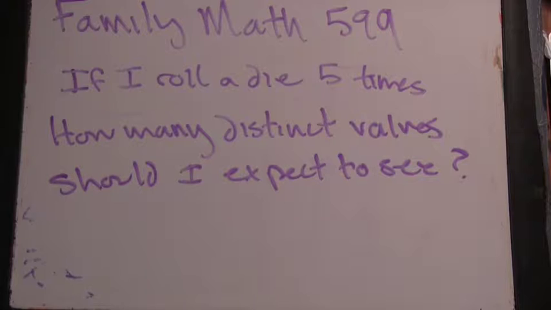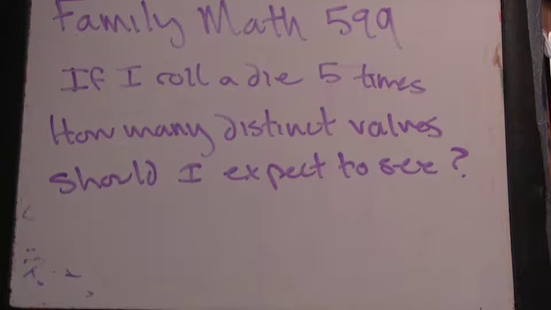FamilyMath599. So I saw a really interesting question from our friend James Tanton the other day, and I thought it would make for a fun, actually, probably 2-day project. I don't think we'll finish this today. So the question is, if I roll a die 5 times, how many distinct values should I expect to see? All right, what do you think about this question?